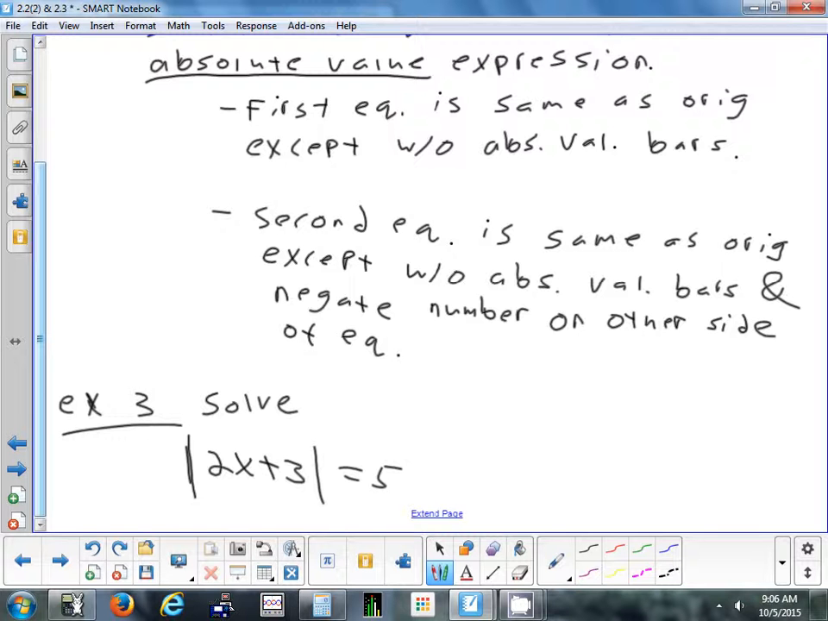In example 3, is the absolute value already by itself on the left-hand side? Is there anything outside the absolute value bars on that left side? 5, that's on the right, so don't worry about the 5. But how about on the left, Kyle? No. Okay, there's nothing on that left-hand side outside the bars. So the absolute value is already by itself. Let me show you an example where it's not.